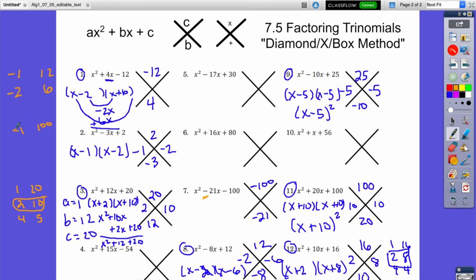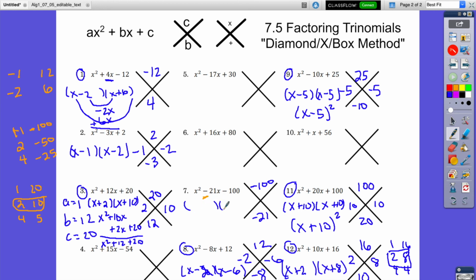So that means my negative is going to go to my higher number. That still makes negative 99, and that is just way too big. I need negative 21. Okay, let's try 2 and negative 50. Does that make negative 21? Nope. When I add them, it makes negative 48. Okay, let's try 4 and negative 25. When I add those together, is it going to make negative 21? Yes, it does. All right, so we got it.